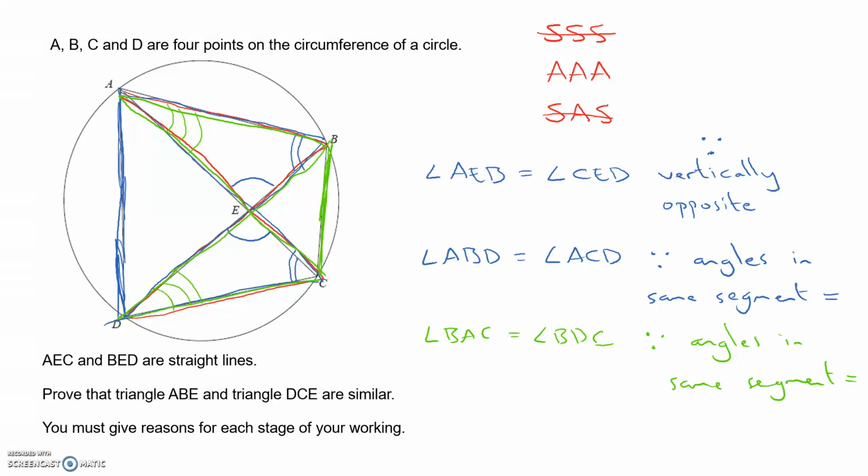So we could say, therefore, ABE and DCE are similar. And again, it doesn't need to be lovely prose, correct English. ABE and DCE similar because angle, angle, angle. And we're done.